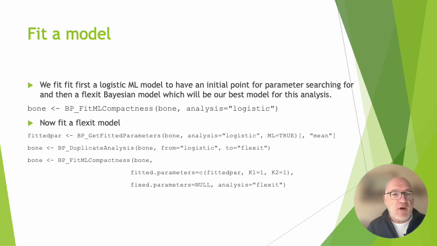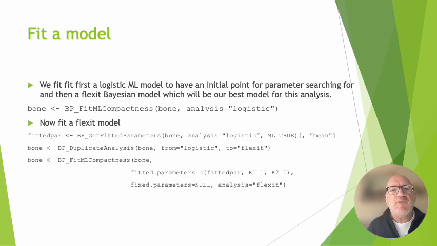Now that we have the observed compactness, which is data, we should fit the model, which is the aim in the previous slide. First, we fit the logistic model, the simplest model, with BP fit ML compactness. This is in the analysis logistic, as we don't put any parameters. By default, it will use a logistic model, which is a scaled logistic model, which is a simpler one. But we will not stay here.